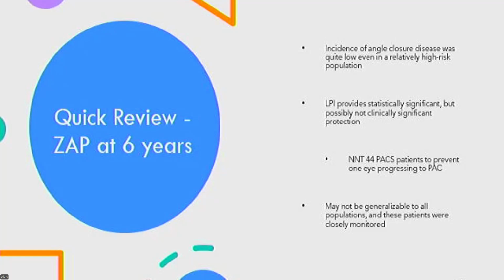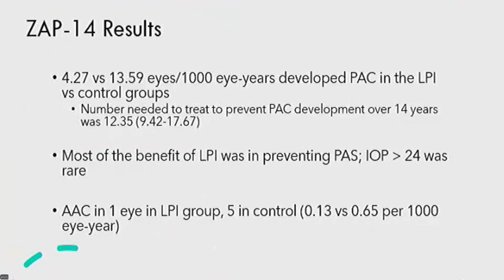Now recognize this was done in China. So this may not be generalizable to all patients. We recognize that angle closure is very anatomically dependent. And so different eyes from different parts of the world may behave differently. At 14 years, we saw that the number needed to treat reduced. So you have more time, you have more opportunities for patients to develop angle closure disease. So that number needed to treat dropped to 12.